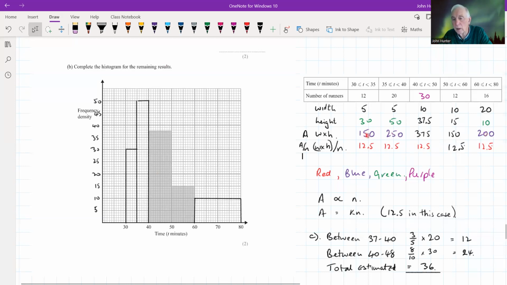Now we know all the numbers, and the other thing we need to do is go back and calculate the heights. The width is 5, the area is 150, so the height is obviously 30. Do the same for that and for that. So we've now completed our chart here. Well, we've got the 30 to do as well. We've got an area of 375 with a constant of 12.5, so the area divided by this is going to be the number.